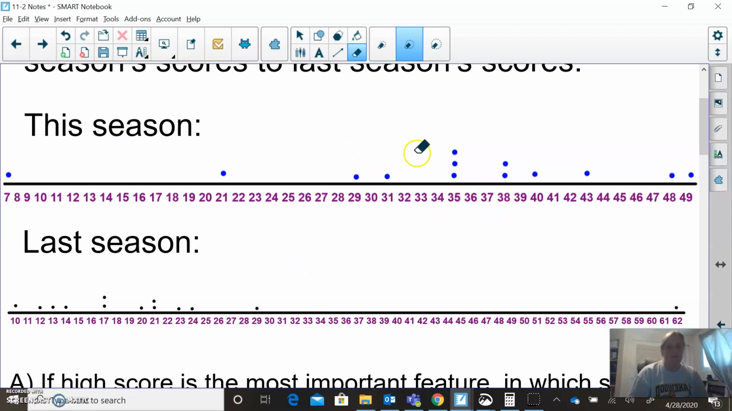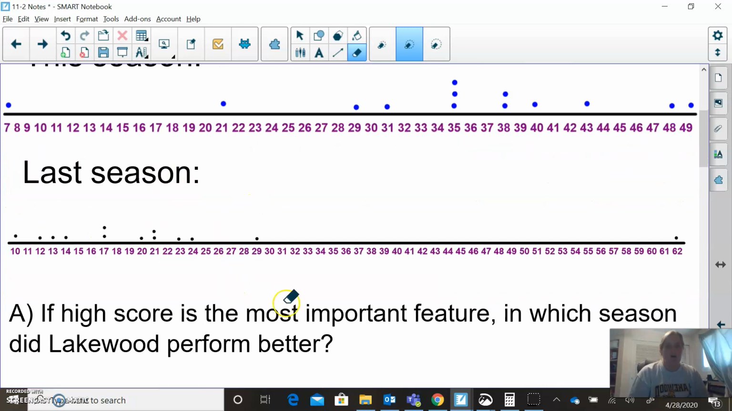So in this season, we've got a cluster in the 30s and 40s, where last season we've got a cluster in the teens and the 20s. Now look at the maximum, and also look at the min. If high score is the most important feature, in which season did Lakewood perform better? Do not look at clusters. Do not look at the fact that this season we scored higher generally than last season. Just look at the highest score.